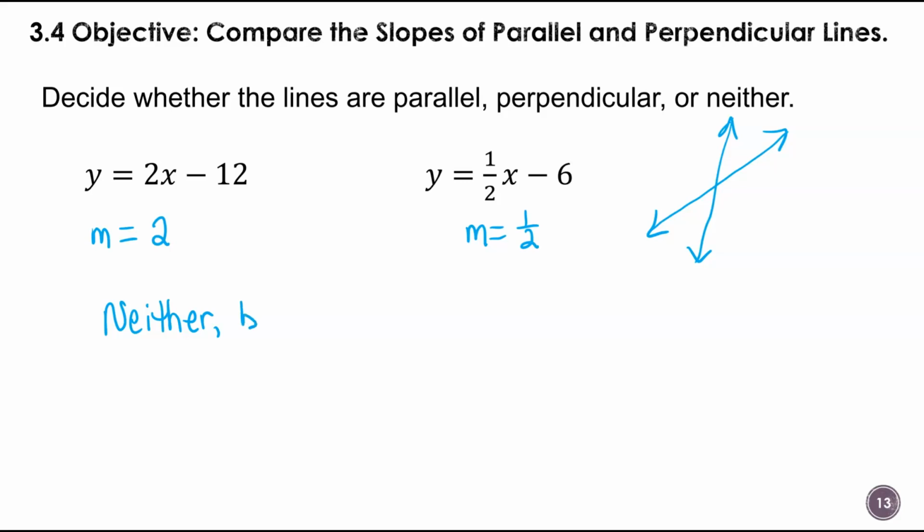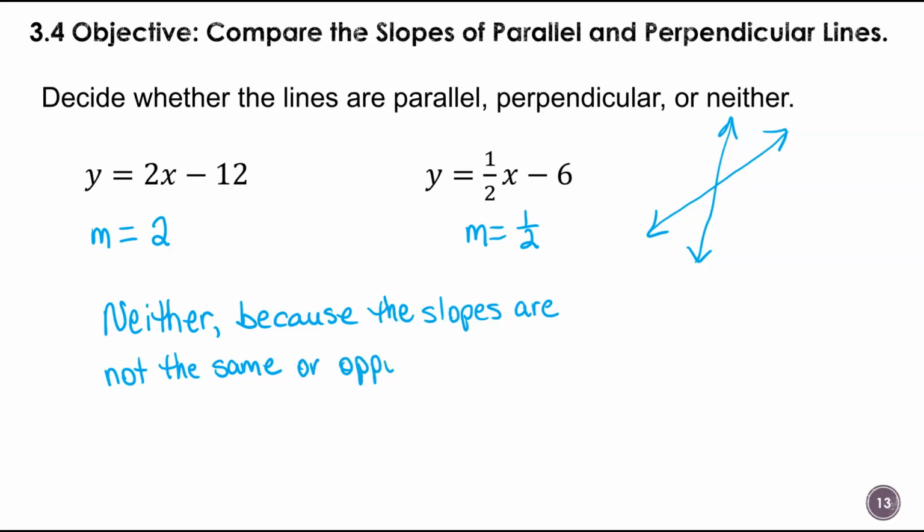So I'm going to say because they are, let's say, the slopes. So you know I'm talking about the slopes. The slopes are not the same, or opposite reciprocals. They are reciprocals, but not opposite signs. Okay, neither, because the slopes are not the same, or opposite reciprocals, and that's what I would be looking for: parallel or perpendicular.